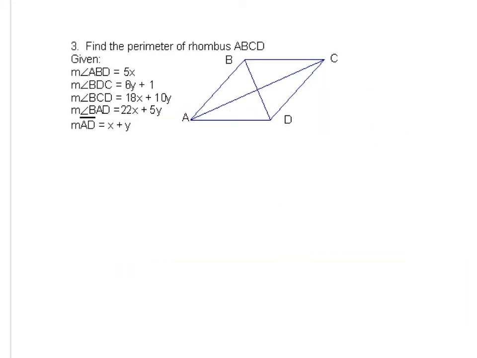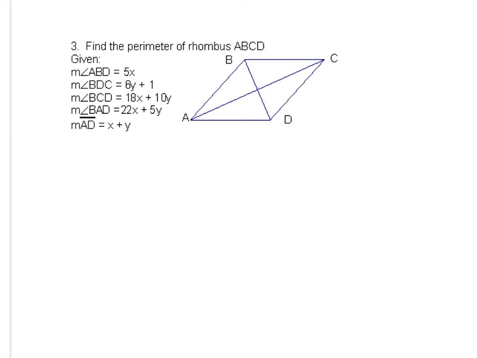Find the perimeter of rhombus ABCD given the measures of these angles. This looks like a system coming up here. Let's take a look. Okay, we have a rhombus ABCD. That means that all of our sides are equal and all the properties of parallelograms also apply. So I'm just looking right here.